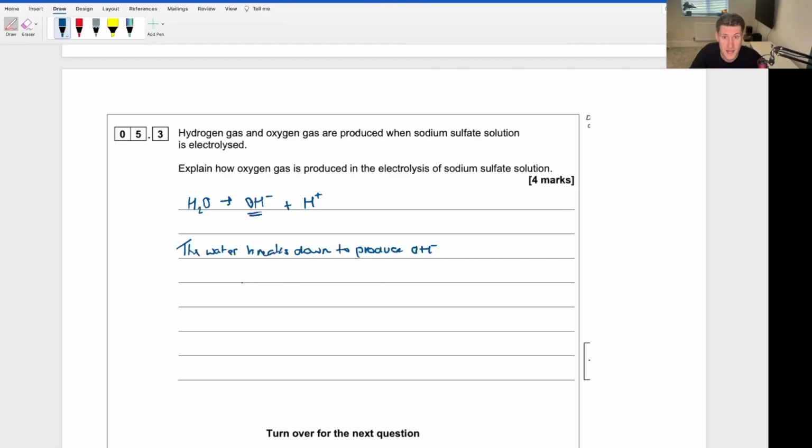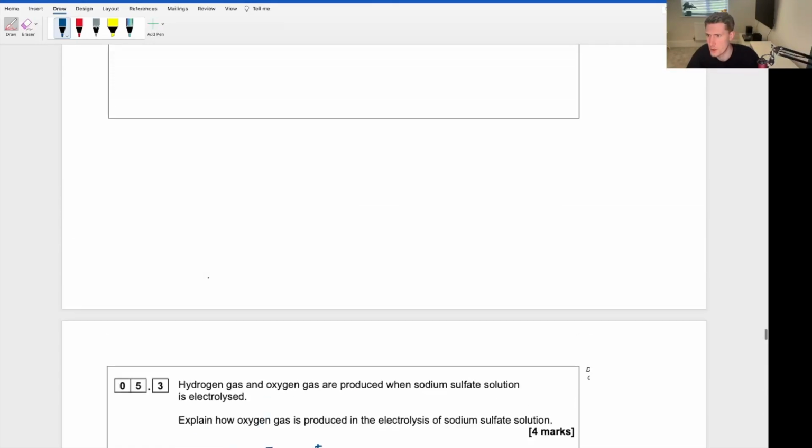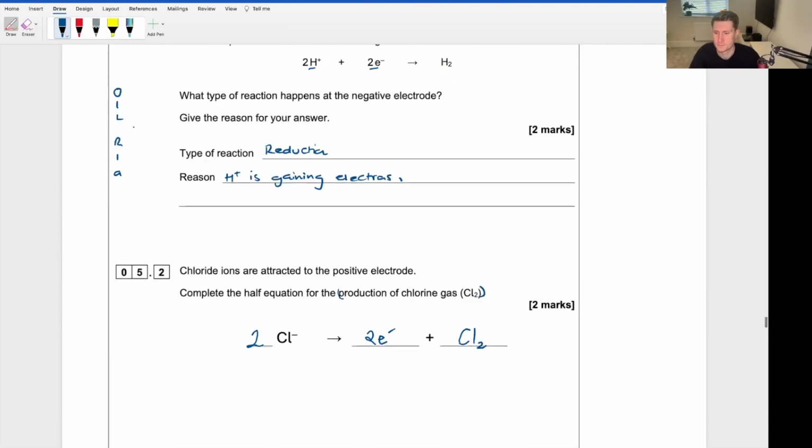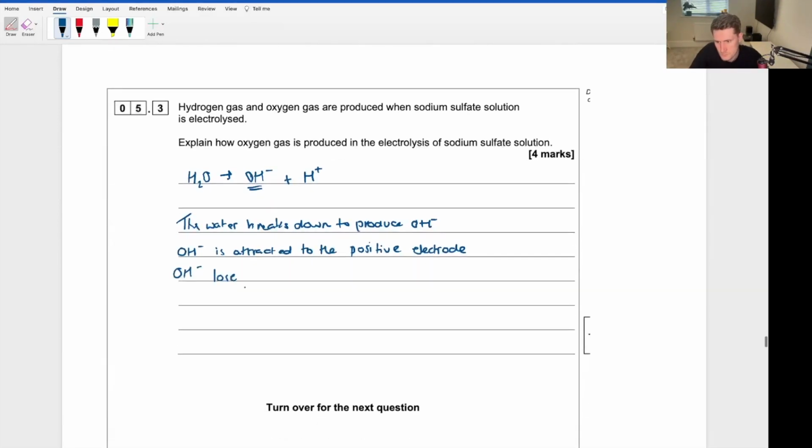Those ions are negative, so they're attracted to positive electrodes. And when they get to the positive electrode, they lose their negative charge. Now, going back, what would we call that when you lose a negative charge? We call it oxidation. Oxidation is loss. There you go. And that's exactly what happens. They are oxidized and produce oxygen.